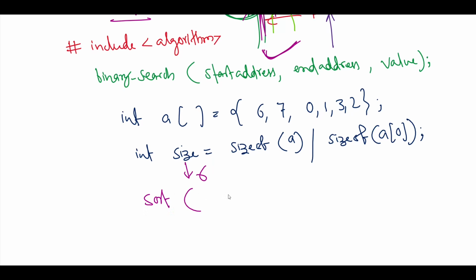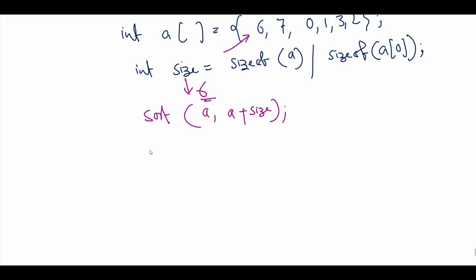The first task that you have to perform is sorting the array. The sorting function is similar to this. You have to put the start address and end address. The start address is the name of the array, which points to the first value, or you can say it gives us the first address, and the last address is a plus size, which we have found from here. Now the array is sorted.